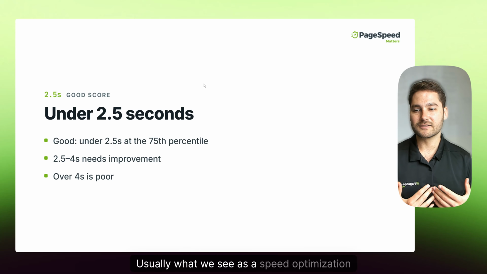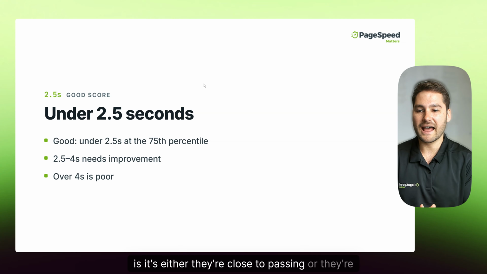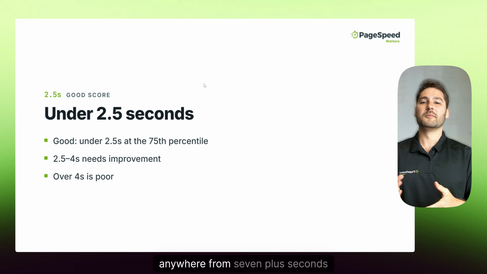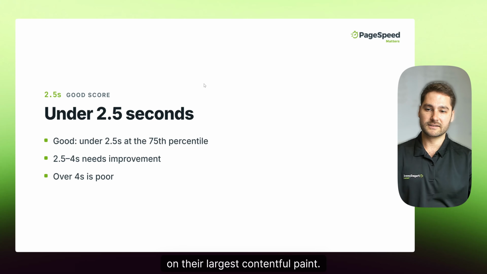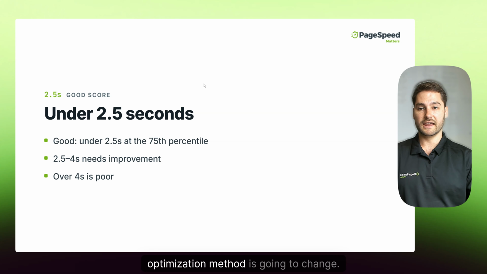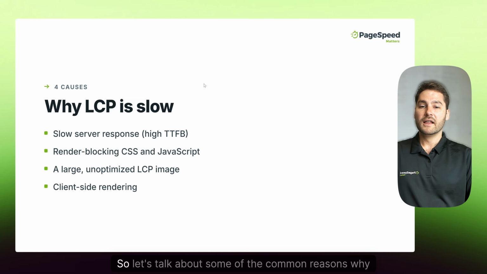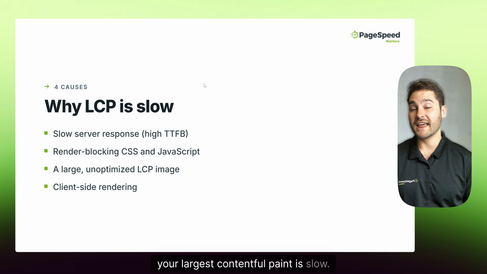Usually what we see as a speed optimization company is they're either close to passing or they're anywhere from 7 lost seconds on their largest contentful paint. So depending on where you're at, the optimization method is going to change. So let's talk about some of the common reasons why your largest contentful paint is slow.